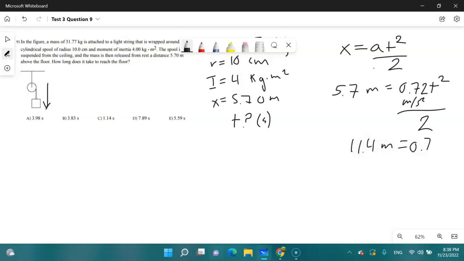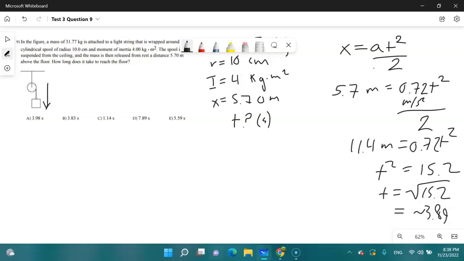And that's equal to 0.72 times t squared. And now t squared is going to be equal to, once we divide both sides, 15.2. And once we square root this value, 15.2, in order to get t by itself, we find that t is closest to 3.89 seconds. So from all these values, the closest one would be 3.83 seconds, B.